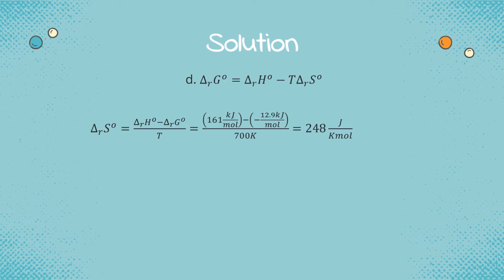And lastly, for letter D, we could use the expression for the standard reaction Gibbs energy, which is equal to the standard reaction enthalpy minus temperature times the standard reaction entropy. Rearranging the equation, we get this expression for the standard reaction entropy. Then substituting the values, we get the standard reaction entropy to be 248 joules per Kelvin mole.